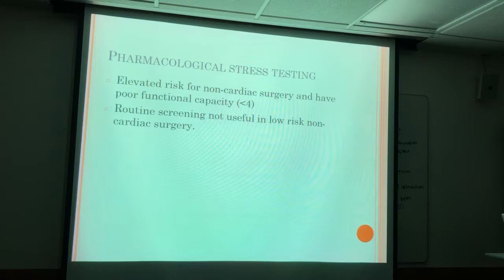Pharmacological stress testing. When is this appropriate? Patients who cannot do an exercise stress test. Their functional capacity limits them from doing an exercise stress test. Again, routine screening is not going to be appropriate for these patients.